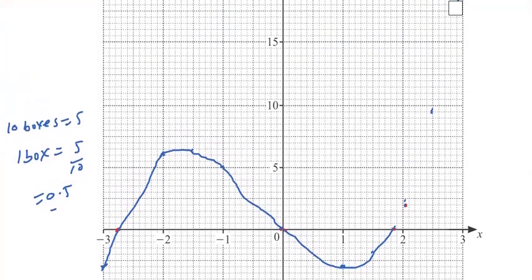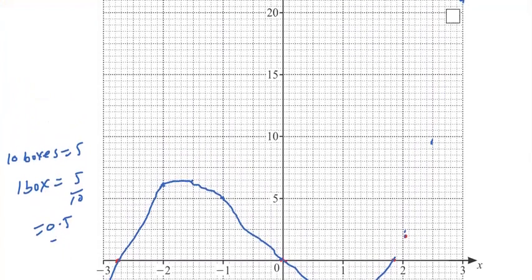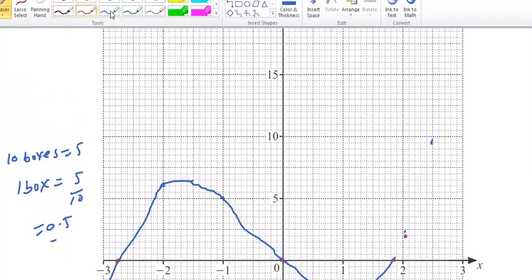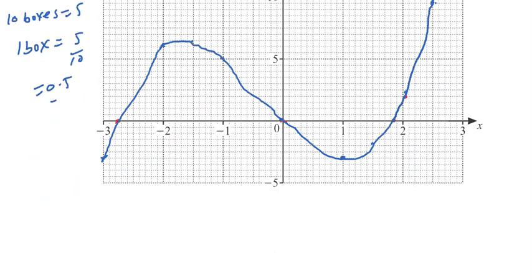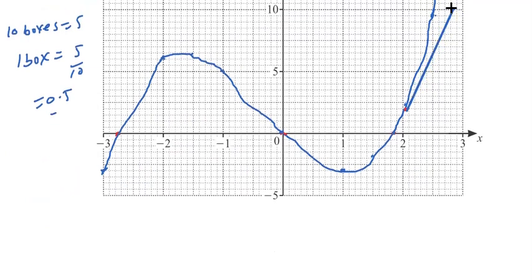Because the clearer your graph is, the more accurate your values will be. From here like this, and then finally this one. No, I think it is better. Now you have to draw the line which touches the graph at one point only. Hope so.